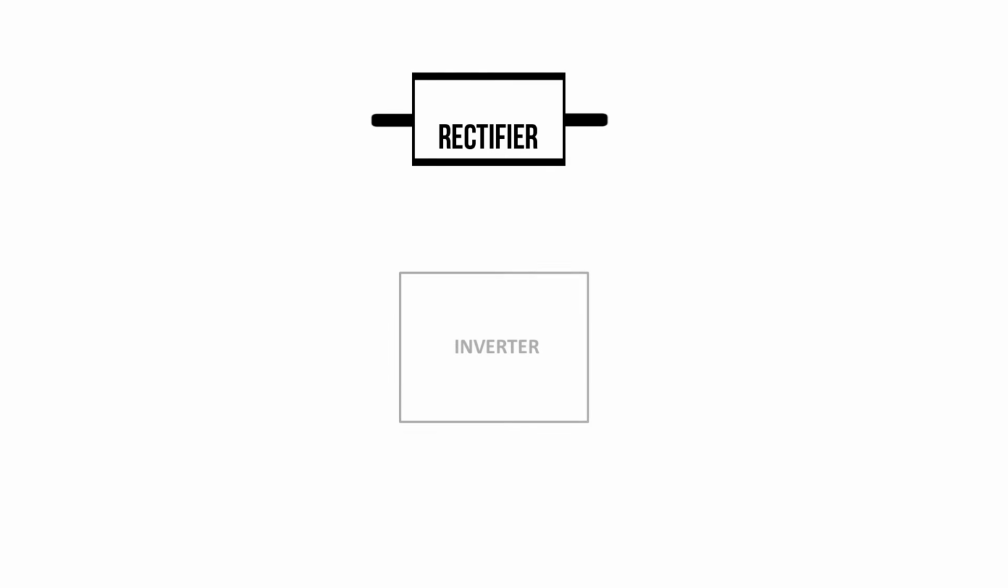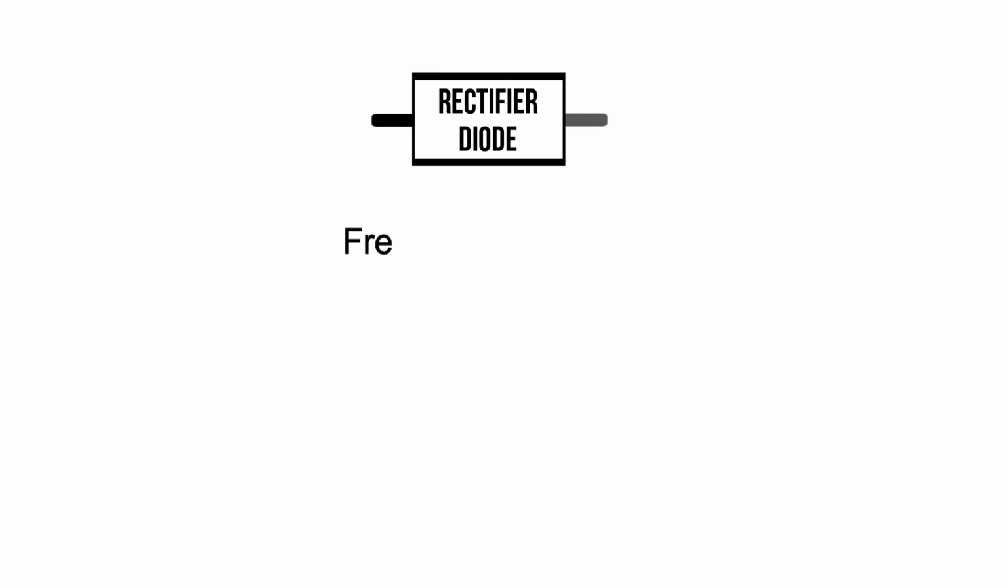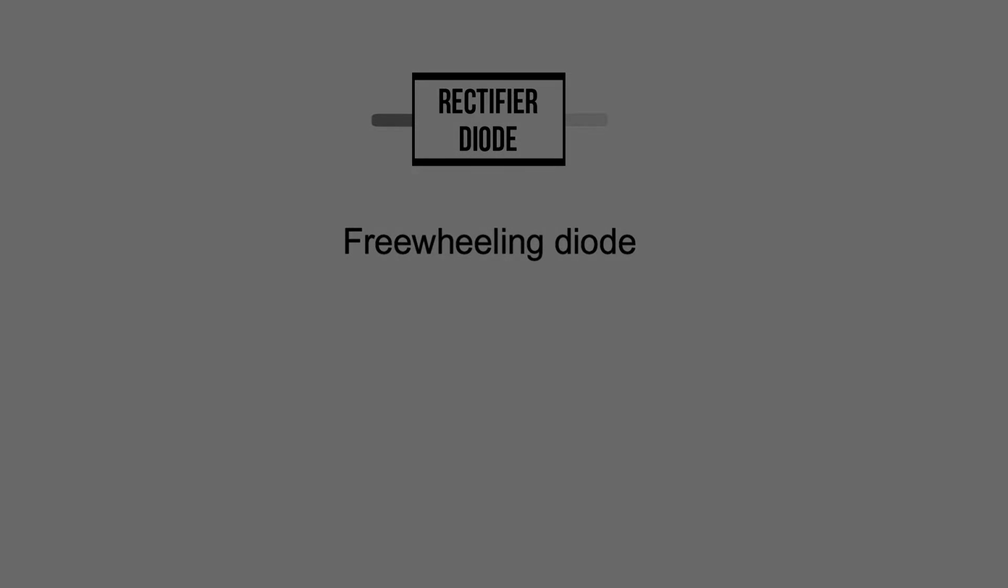In addition to this, this type of diodes are used in inverters, which are devices which can convert DC signals into AC signals, and can also be used as freewheeling diodes.